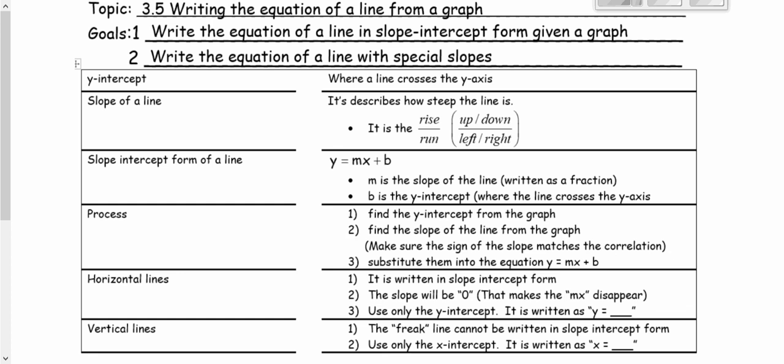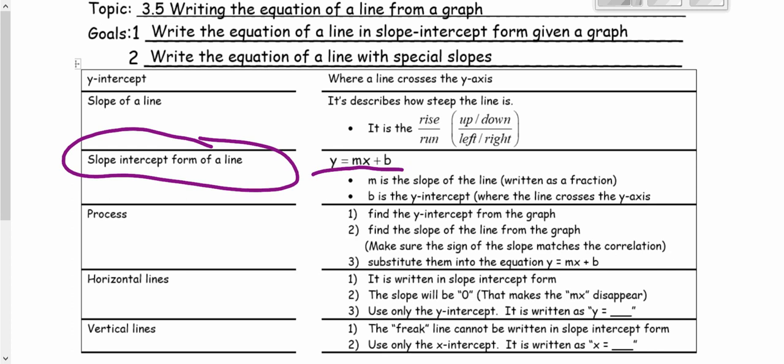So we're going to start with what it means to write the equation of the line. Anytime you see that, we are talking about writing the equation in slope-intercept form, which is y equals mx plus b. And so this is where you have to remember that we're going to be substituting for m and for b, where m is the slope and b is the y-intercept.